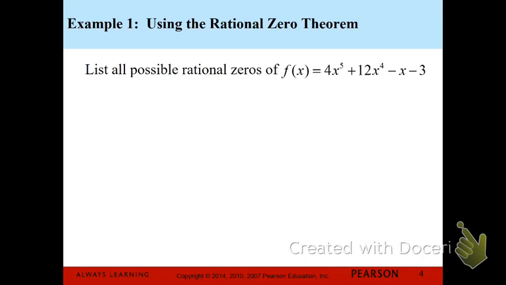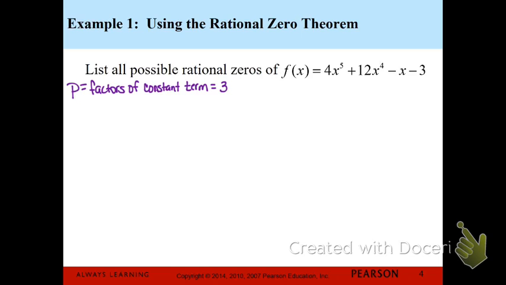All right, so we're going to list all the possible rational zeros of this function. Remember, P is going to be the factors of the constant term. In this case, what is my constant term? The 3. All right, no, we don't have to worry about the negative here.